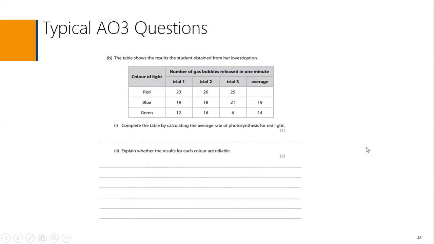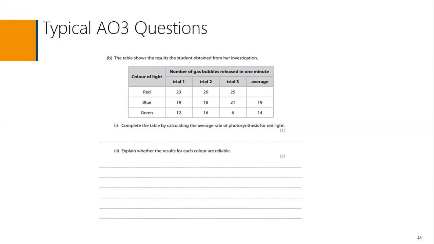So this is a typical AO3 question. Now it actually, again, it's an example of how one question will test more than one assessment objective. So part 1, complete the table by calculating the average. That's a calculation. That is AO2. And then part 2, explain whether the results are reliable, is AO3, because it's looking at the reliability.